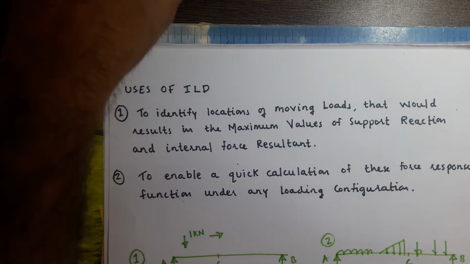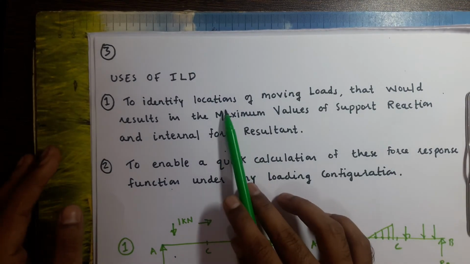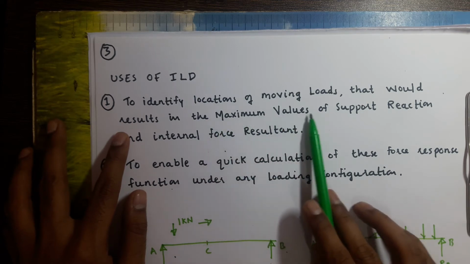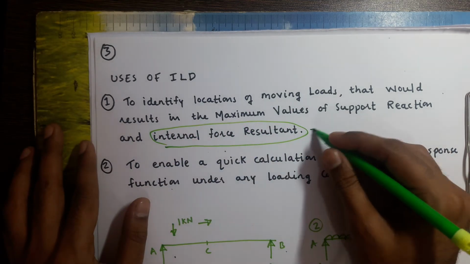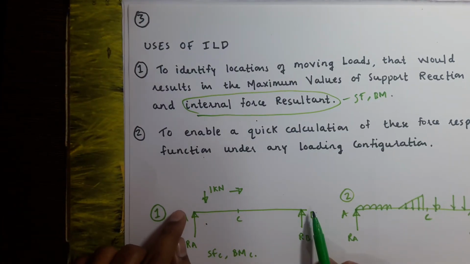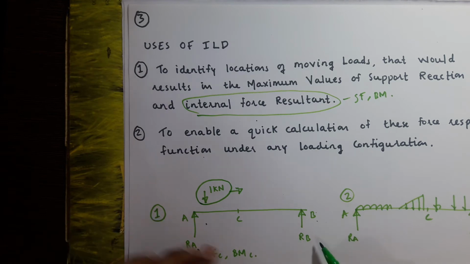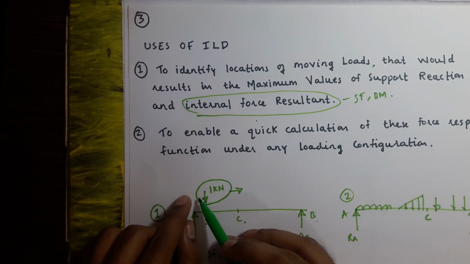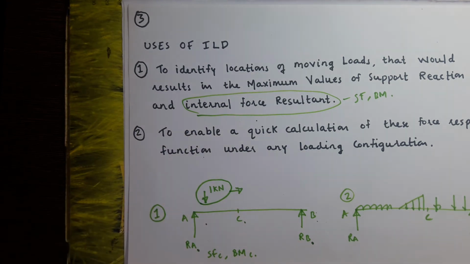Now we will see the uses of influence line diagram. First is to identify the location of the moving load, vehicular load, that would result in the maximum values of support reaction and internal force resultants, which means shear force and bending moment. So this load is moving from A to B. We have to find the location of the 1 kilonewton load so that we will get maximum RA, maximum RB, maximum shear force at C, maximum bending moment at C, because this load is moving and we don't know at what location we will get them.